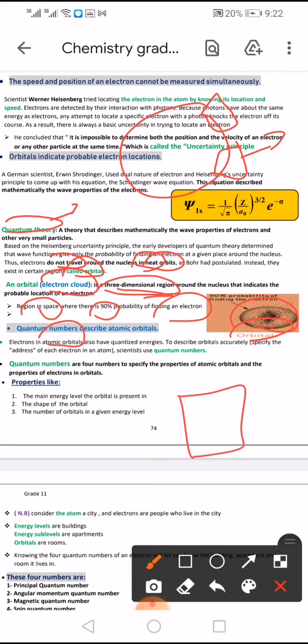So let's imagine an electron in an orbital has an energy. To describe an orbital accurately, or to know the location of an electron, how to know the address of the electron inside the atom, we use quantum numbers. We have four quantum numbers to know the location or the address of an electron. Quantum numbers are four numbers that specify the properties of an atomic orbital and of the electron in the orbital. Properties like what? Like the main energy level the orbital is present in, the shape of the orbital, and the number of orbitals in a given energy level.